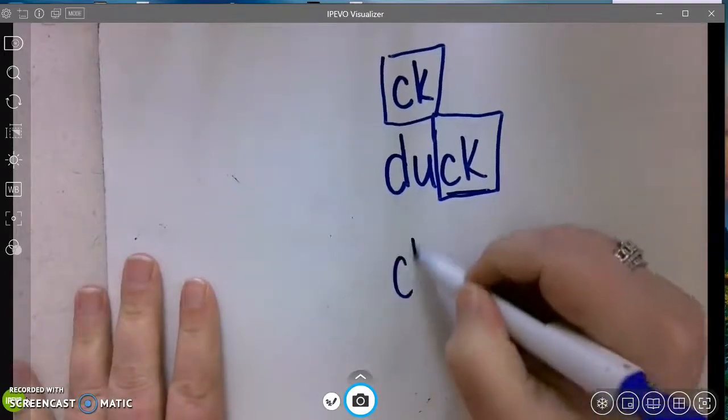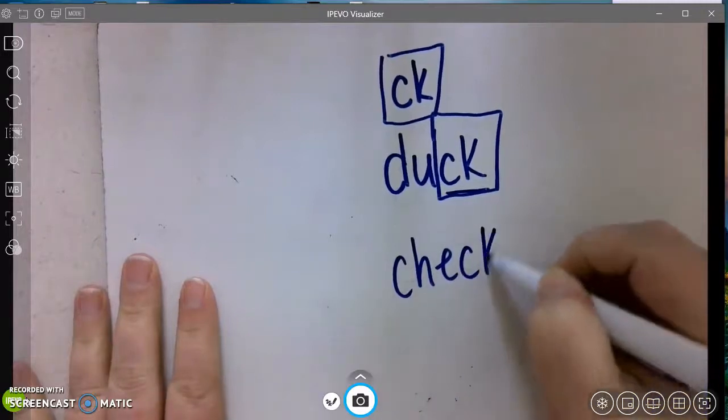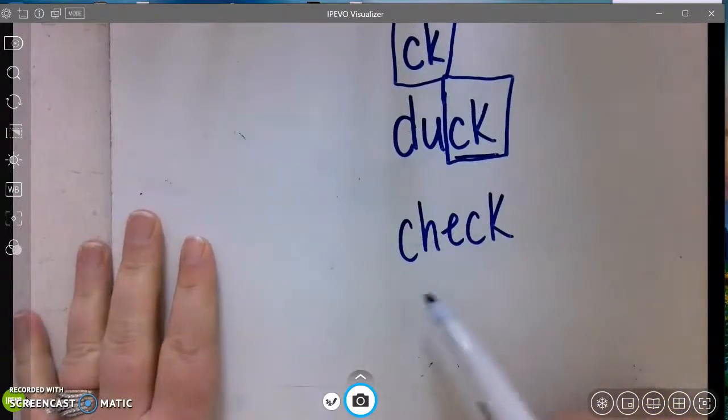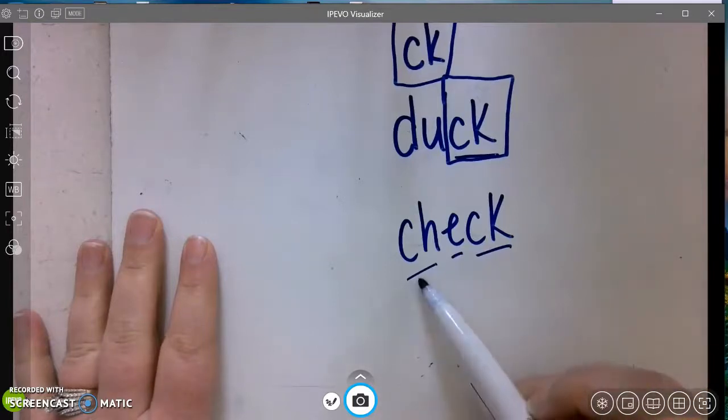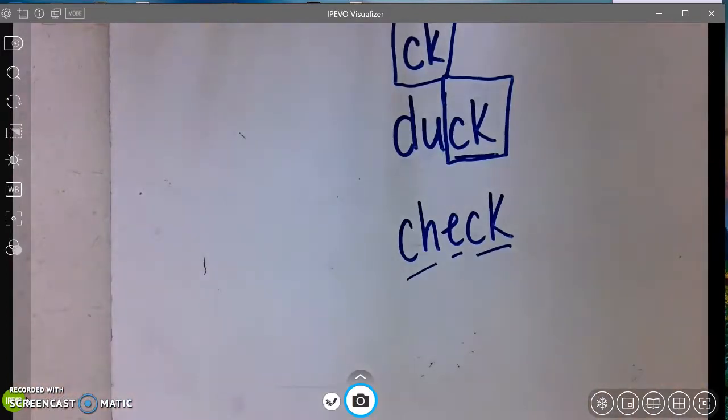So if we have this word, check, okay? There are 5 letters in this word, but there are only 3 sounds. Ch, ek. Okay? So remember, CK makes the K sound.